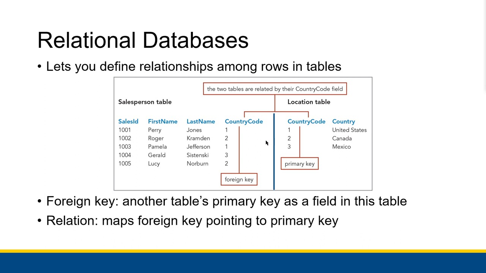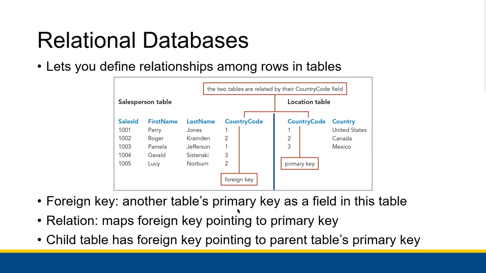Or even maybe not from the foreign key to the primary key. The foreign key is sort of like a sign that says, hey, the bus from here to the location table starts here, and then the relation is the actual bus, and then the primary key in the location table is the bus stop that you want to get off on. And then we say that the table that contains the foreign key is the child table, and the table that contains the primary key is the parent table. So when we have a relation, it goes from the child table to the parent table.